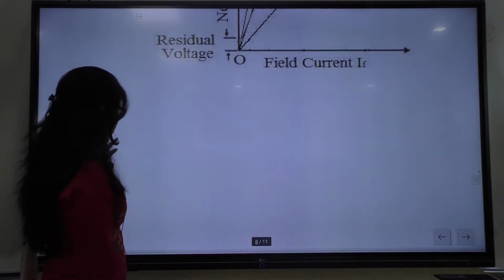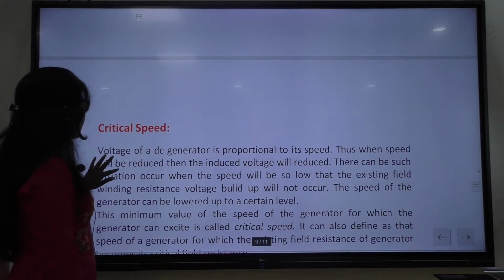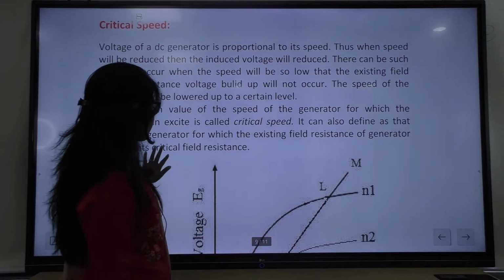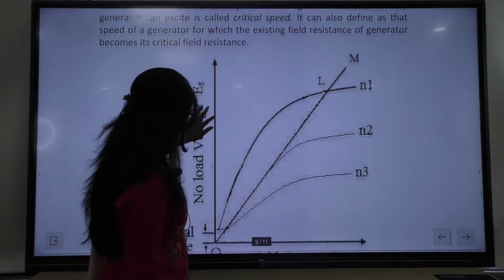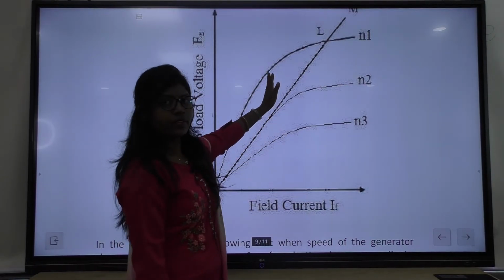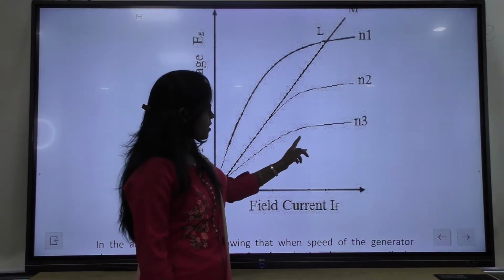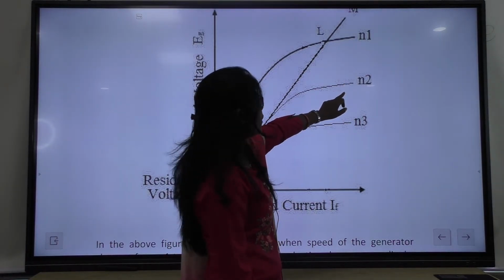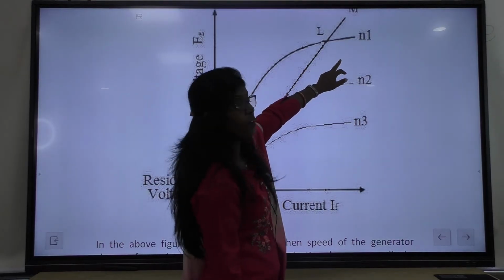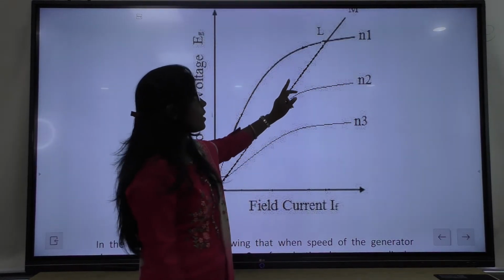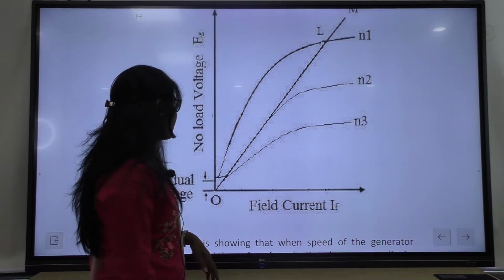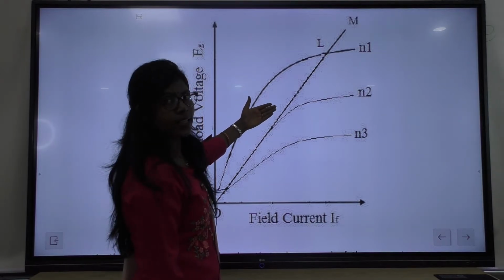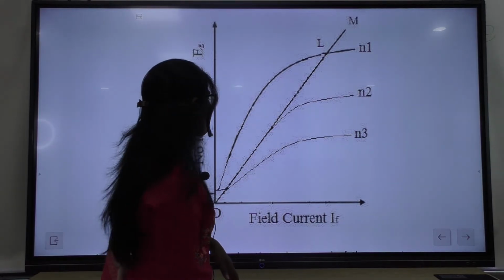Next, we will go for critical speed. So, what is critical speed? Same, this is the open circuit characteristics for different speeds. This is the open circuit characteristics for speed N3. This is the open circuit characteristics for speed N2. This is also the open circuit characteristics for speed N1, and this line is the shunt field resistance line. Okay. So, these are the different open circuit characteristics for different speeds.